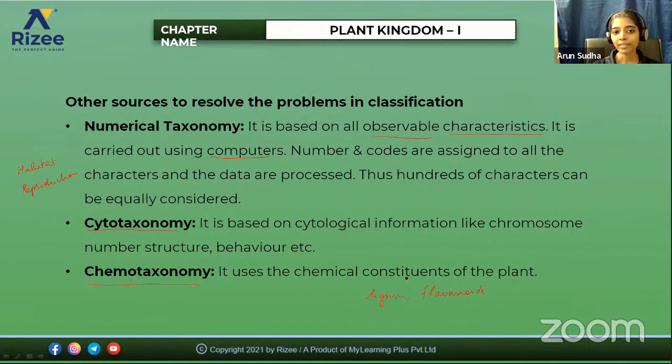So these are the different systems of biological classification: the artificial system of classification, the natural system of classification, the phylogenetic system of classification, and other than that, they also use other sources like numerical taxonomy, cytotaxonomy and chemotaxonomy for classifying the organisms. So these are the different systems of classification.